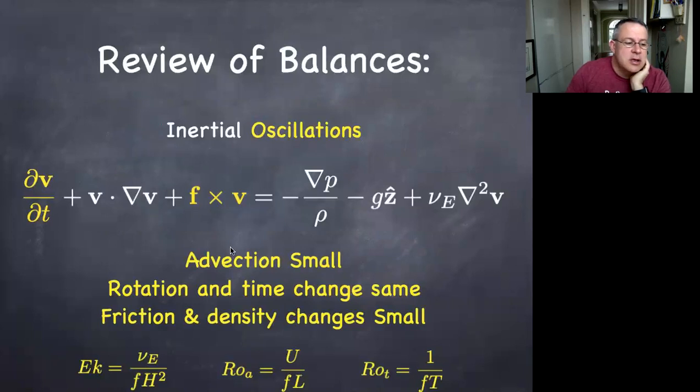All right, so we have a couple of new main balances to throw into our review of balances. Now we have the inertial oscillation, which is a balance between the time tendency term and the Coriolis term. And this is what it takes to get there. You need small advection. You need rotation and time change. Small advection means this term is small. Friction and density are small. All this stuff is small. These are the key parameters that are controlling it: Ekman small, Rossby advective small, Rossby temporal order 1.